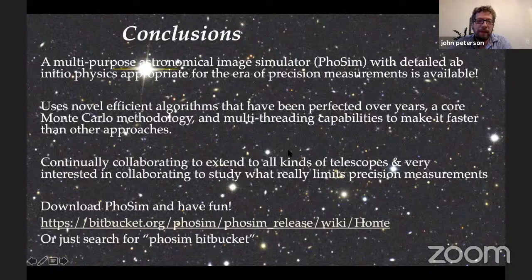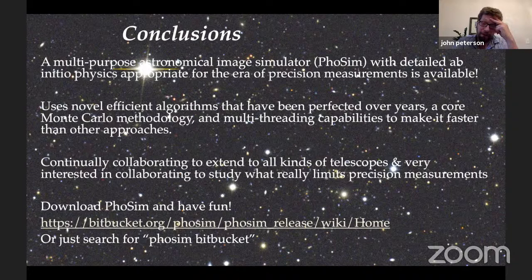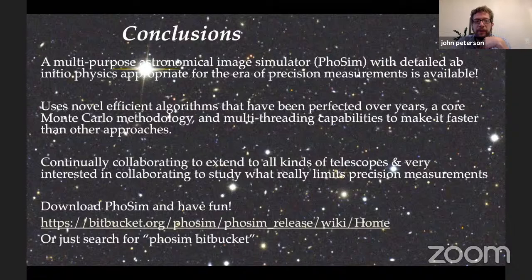So that's it. So FOSIM, as I hope to have proved, is a very detailed simulator. And I think it can really help people in this new era of precision measurements. It's extremely fast due to this Monte Carlo methodology as well as multi-threading.